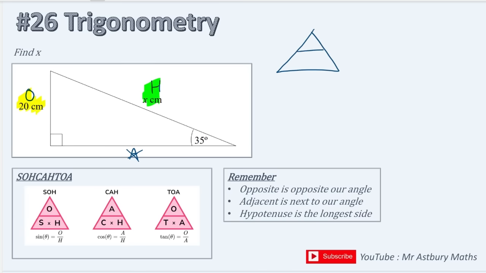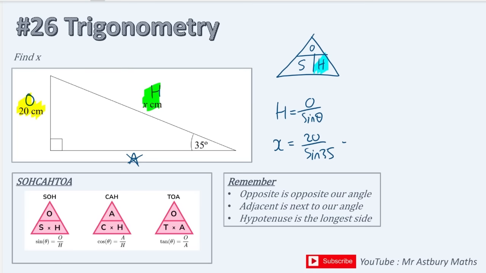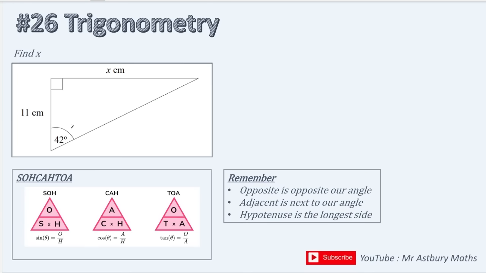So I draw out my triangle and I would write SOH. I'm looking for h, which means I cover h, which means to work it out, I need to do the opposite divided by the sine of the angle. So I write h is equal to O over sine of the angle. So x is equal to 20 over sine of 35. And this gives me 36.9.